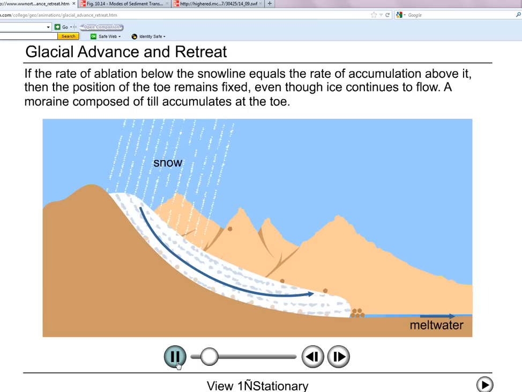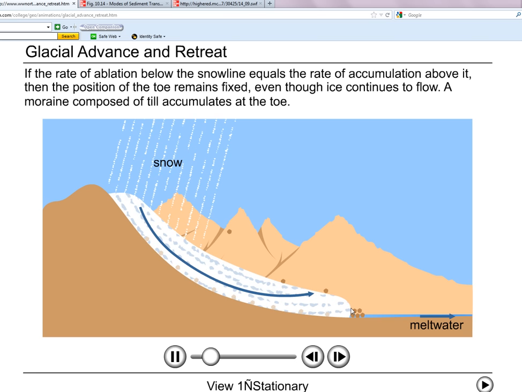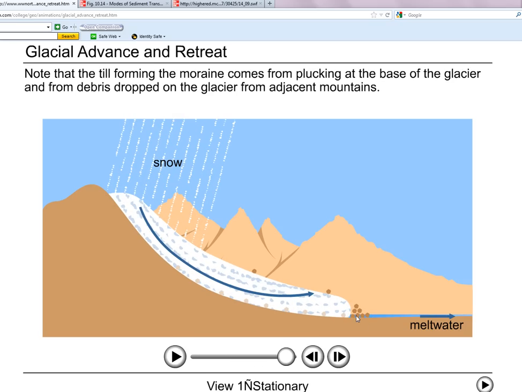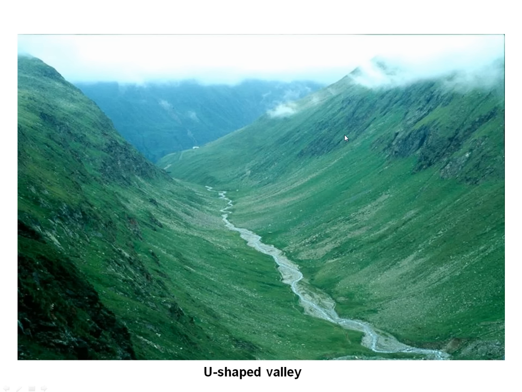We also have stationary glaciers. Notice the ice is still moving, but the toe is not. And so this dumps all the sediments into one spot. These are called moraines. Finally, a glacier produces a U-shaped valley. Notice that this is a lot broader than the river valley, which produces a V shape. This U shape is typical of glaciers.